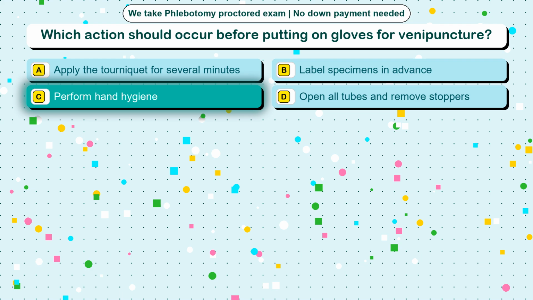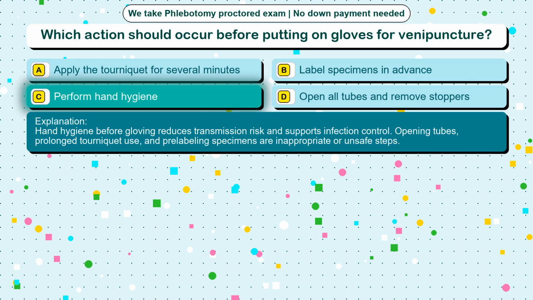The correct answer is option C, perform hand hygiene. Hand hygiene before gloving reduces transmission risk and supports infection control. Opening tubes, prolonged tourniquet use, and prelabeling specimens are inappropriate or unsafe steps.